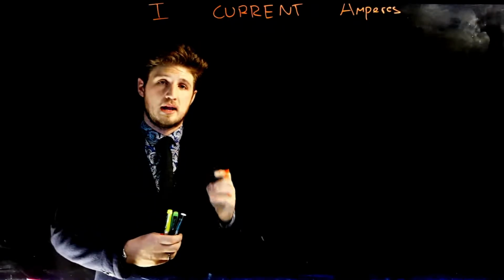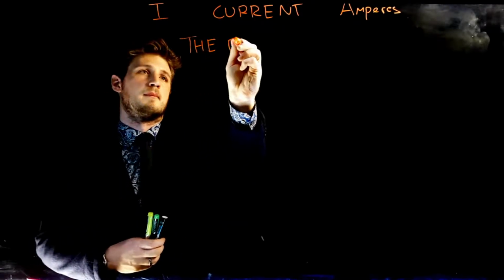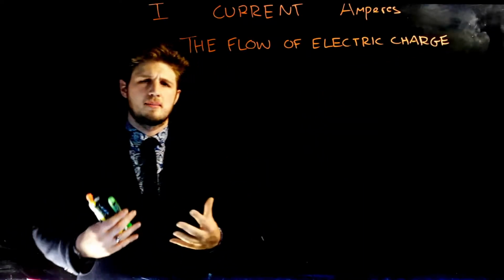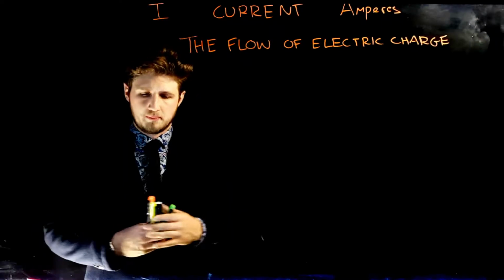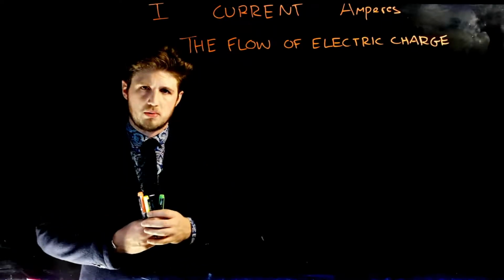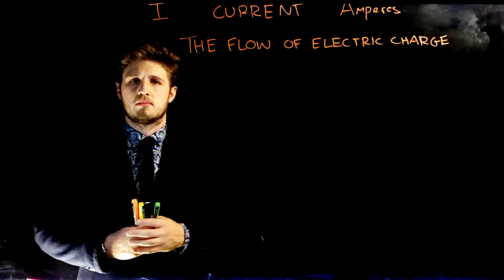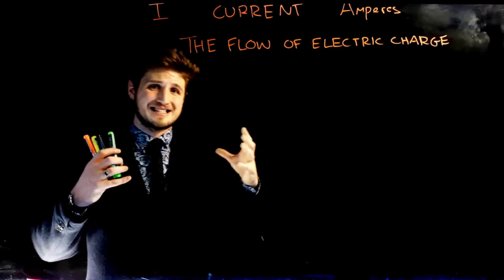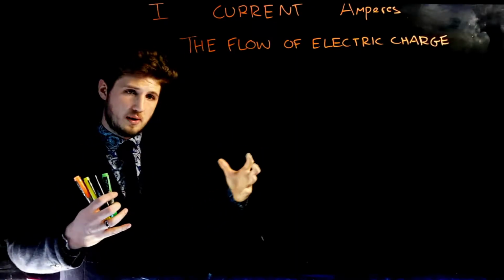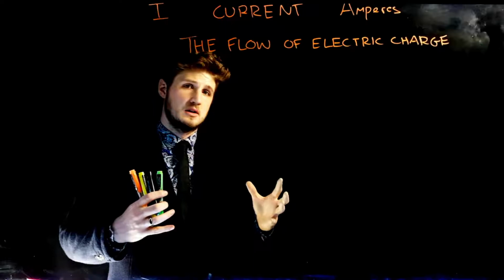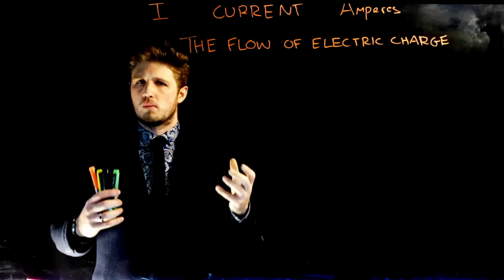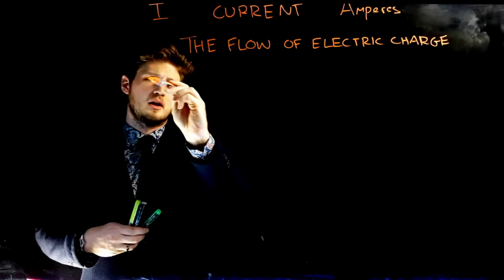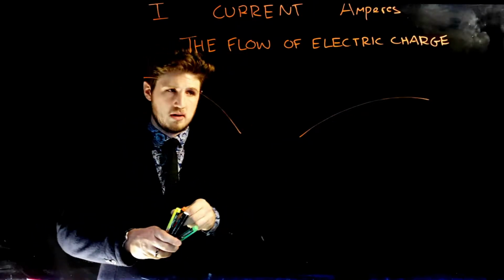So the first on our list is current, or the flow of electric charge. So how can you think about this in a more relatable way? Well, let's take our stream for example. The water in the stream is flowing. Current is actually the substance that is flowing through the circuit, the substance that is flowing through the wires. And you can liken that to the water flowing through a stream.